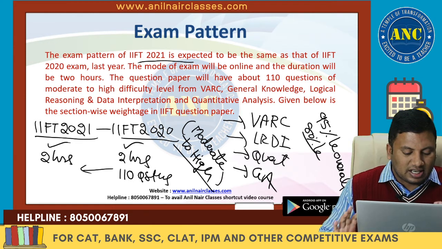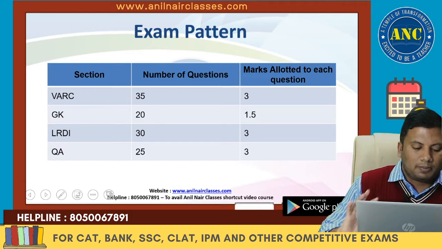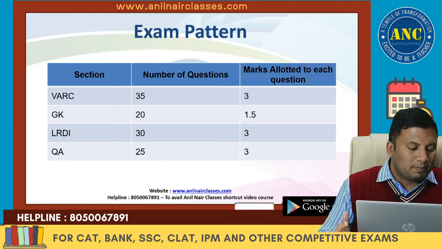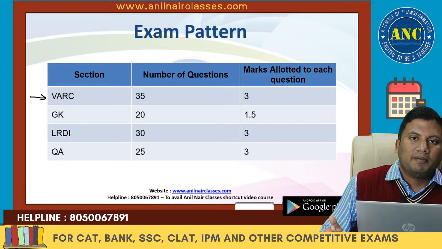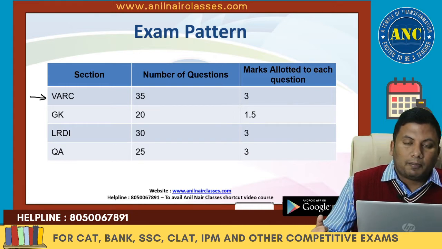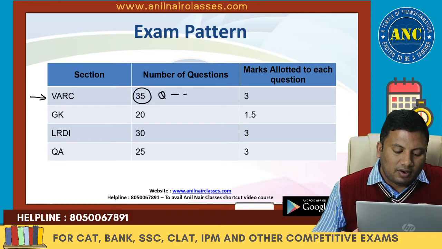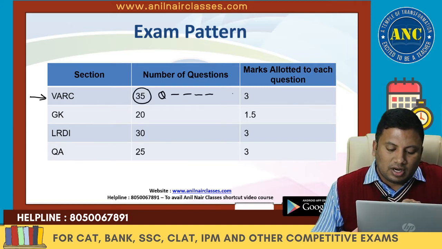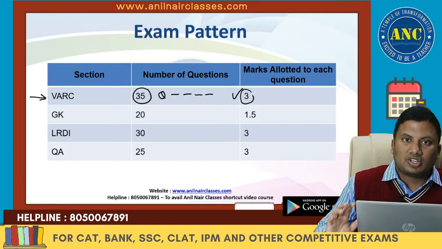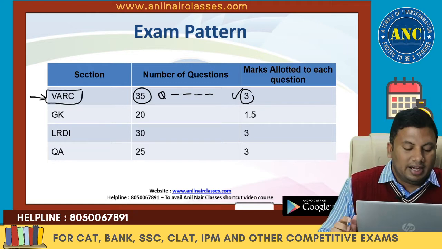Let us see the section-wise weightage of the IIFT question paper. The examination paper will be like this. Section number 1, VA and RC, is nothing but verbal ability and reading comprehension. Total 35 questions will be there. Each question will have 4 answer options. So a right answer is 3 marks, and each wrong answer is -1. 35 questions will come from verbal ability and reading comprehension.